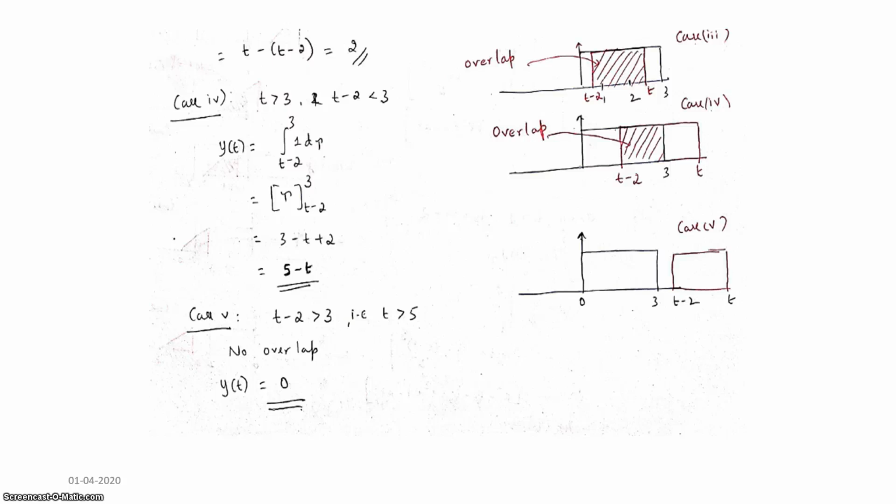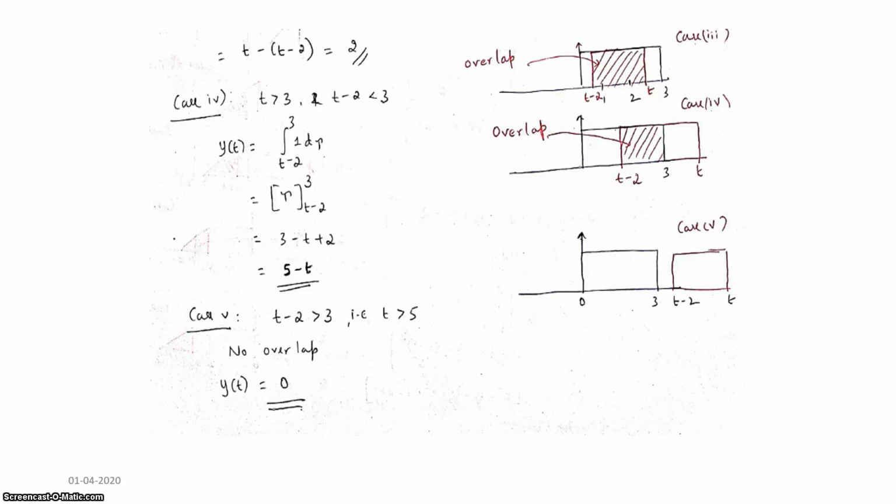And the last condition is both t and t minus 2 greater than 3. We'll write t minus 2 is greater than 3, that is t is greater than 5. You can observe there is no overlap between the two signals, therefore the output is 0.